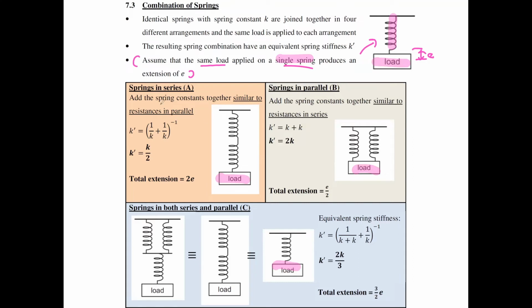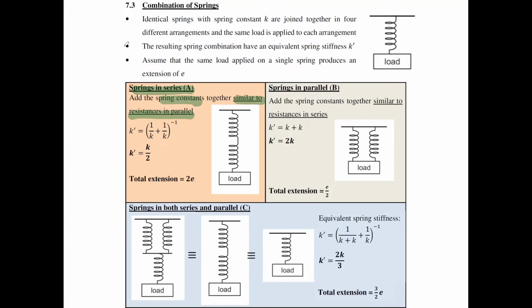All right, so let's go through the different spring combinations. Now, if you have springs that are arranged in series, before I go through that, let me just write out some information. If you want to find the equivalent spring stiffness for this entire system, you will add spring constants together similar to resistances in parallel.